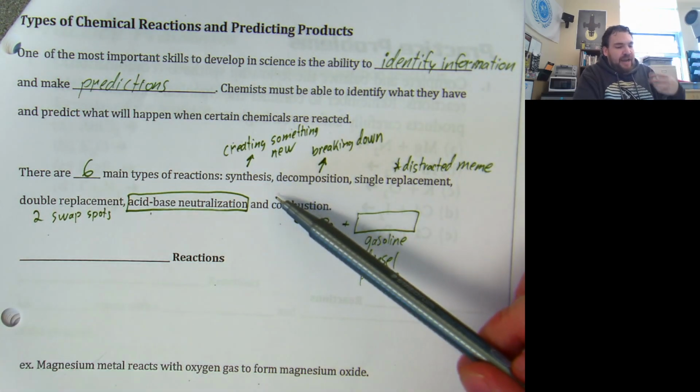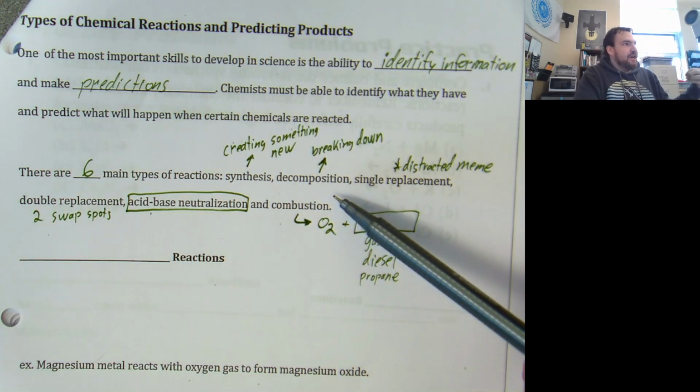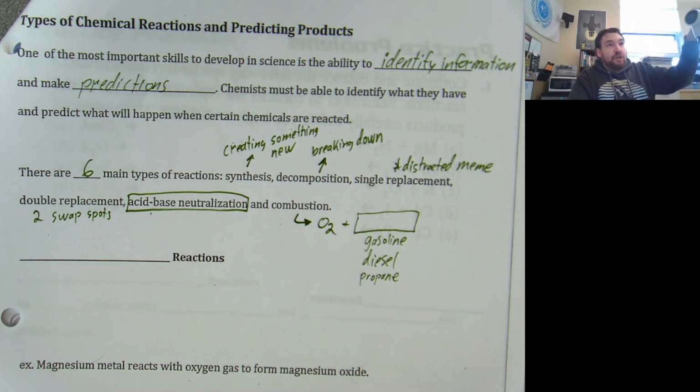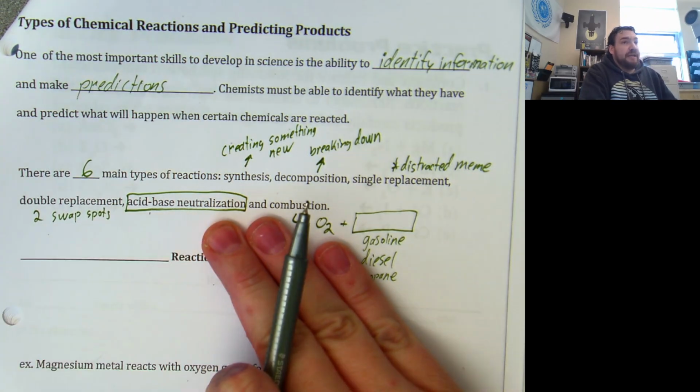If you can be like, okay, I know what a synthesis is. A synthesis is the creation of something new. A decomposition is the breaking down of something big. A single replacement means I need something alone and something together. A double replacement means I need 2 things that swap. An acid and base means I need an acid and a base. If you can identify these things based just on their names, it'll take you a long way.